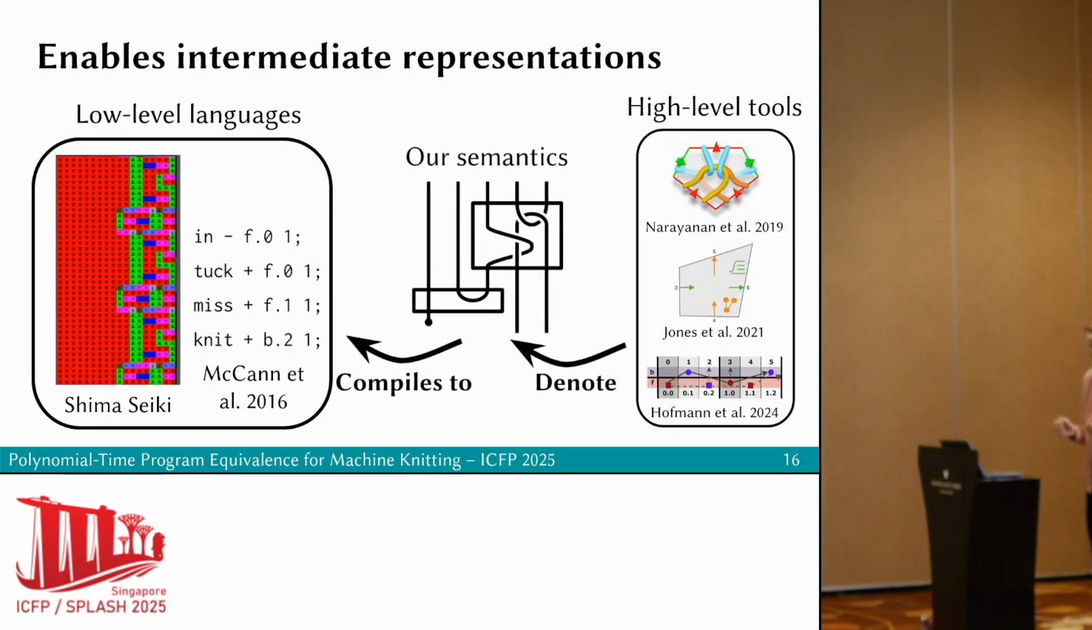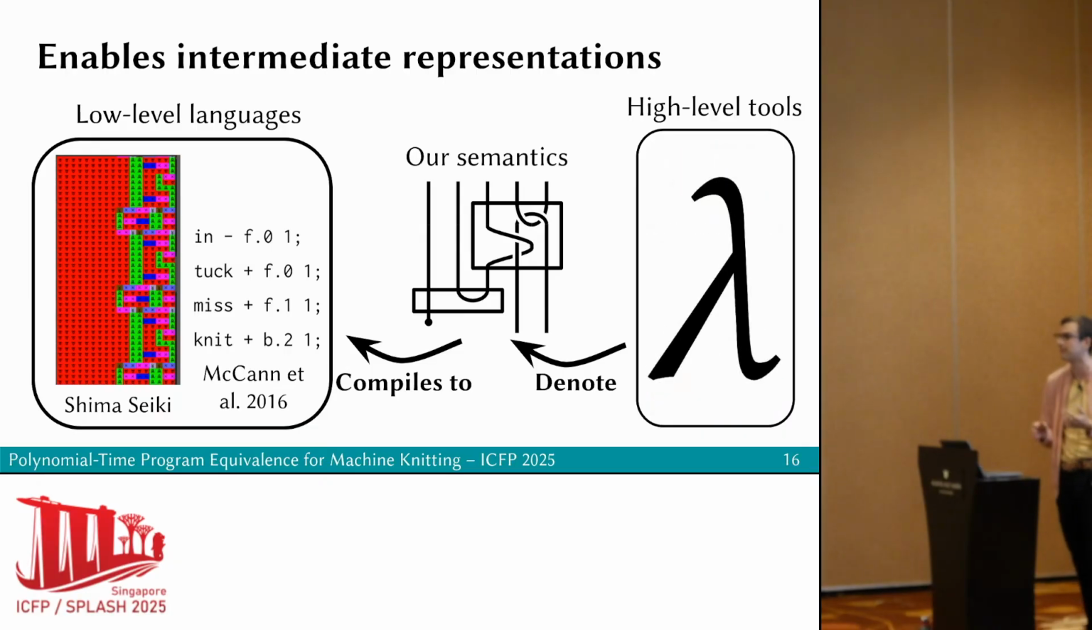So our semantics are suitable to serve as an intermediate representation for machine knitting. So a high-level design tool could target our semantics, and then a single compiler could translate to these optimized and correct low-level machine instructions. We also have some hope that our semantics might enable functional and formal high-level machine knitting tools.